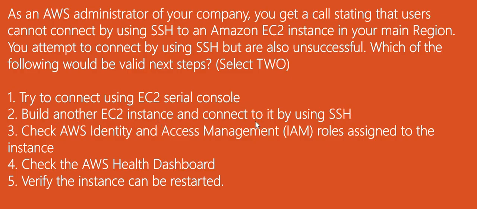Build another EC2 instance and connect to it by using SSH. This is irrelevant. Creating another instance is not a solution. You have to fix your instance which is currently running. Check AWS Identity and Access Management IAM roles assigned to the instance. This is when you are trying to SSH, so this is irrelevant. There is not any role involved. A role can be considered if you are connecting using SSM. So this is also incorrect.